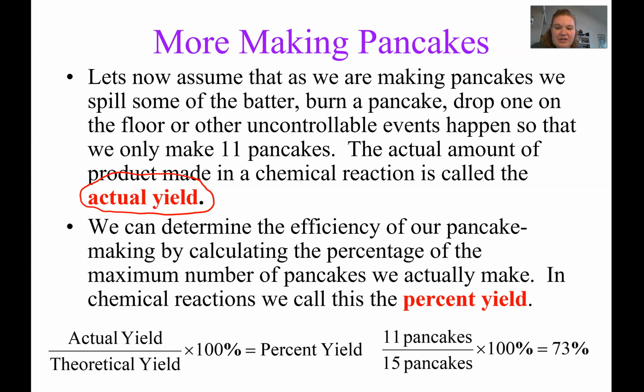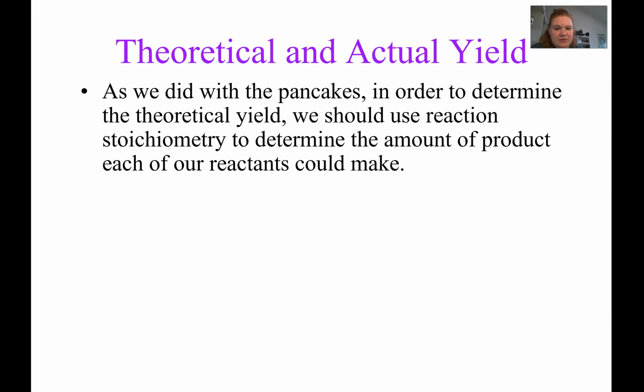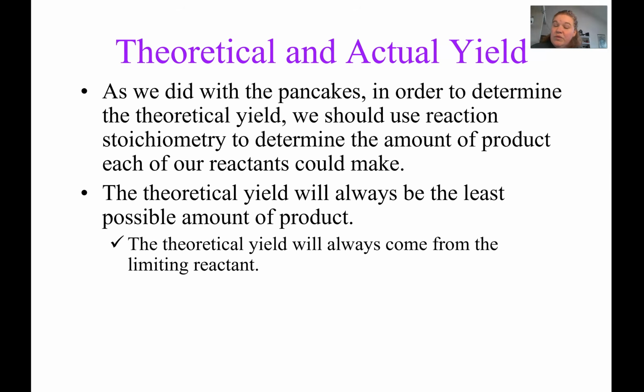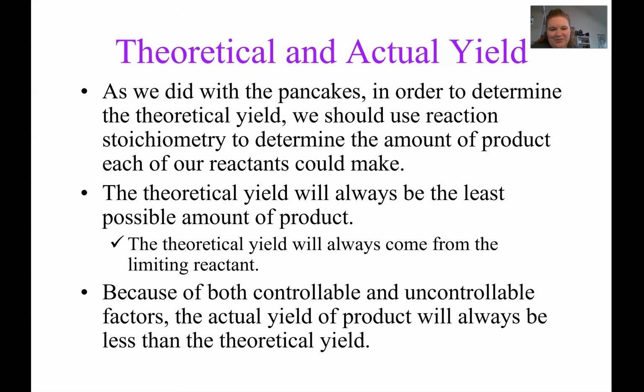So for the examples on here, if we actually make 11 pancakes and our theoretical yield, the amount we could have made, was 15 pancakes, our percent yield is 73%. So we're going to do some math with this. Oh, sorry, I thought we had... So we're onto the math slide. We got a couple more little theory slides here.